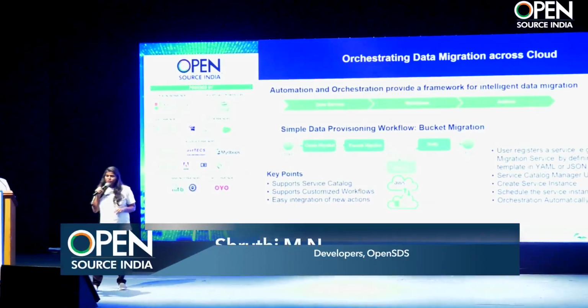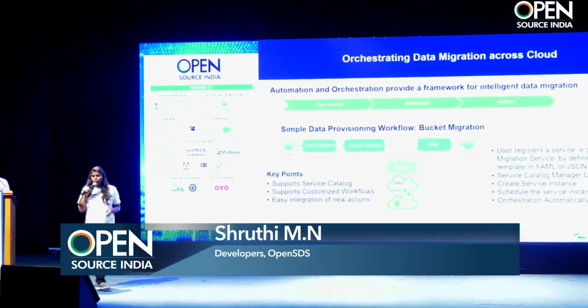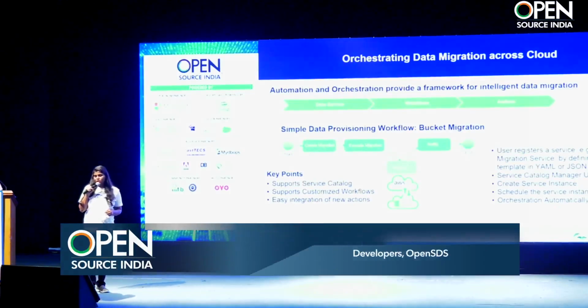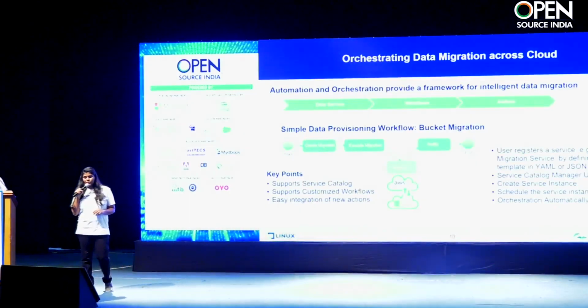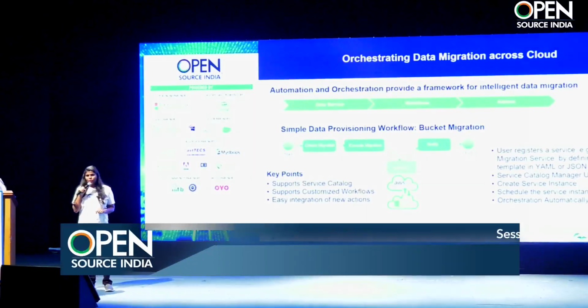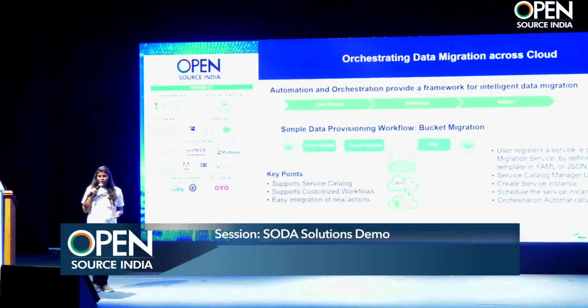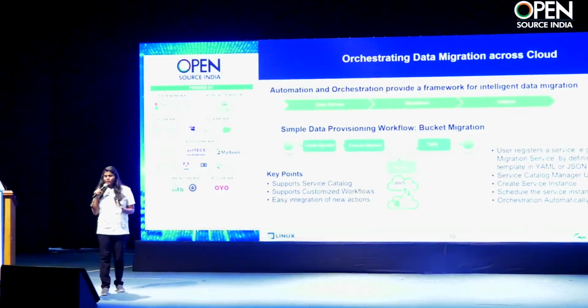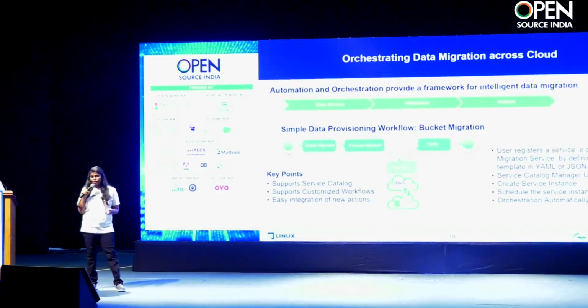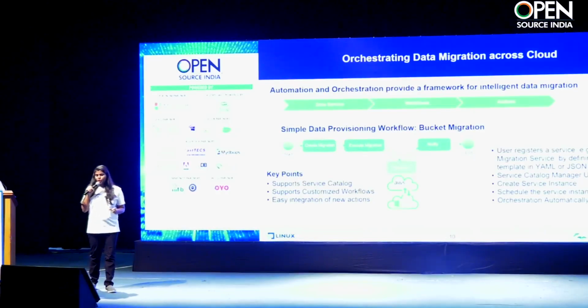So we have another example here, that is intelligent data migration. For that, we have three major steps. First is we have to create a migration. Next is execute the migration, and then get the notification whether it is successful or failure. So we have a small demo of data migration across the cloud.